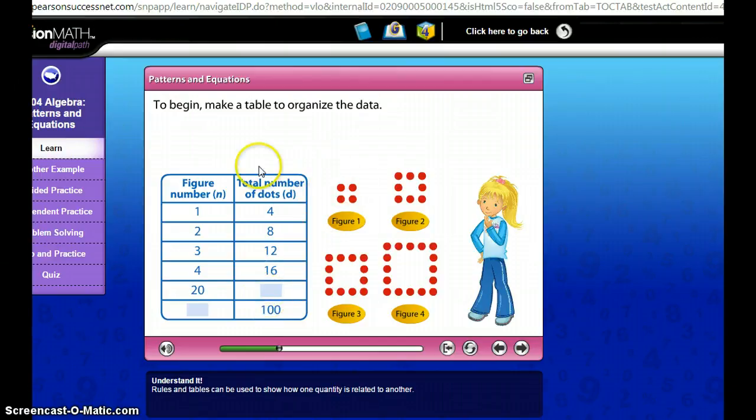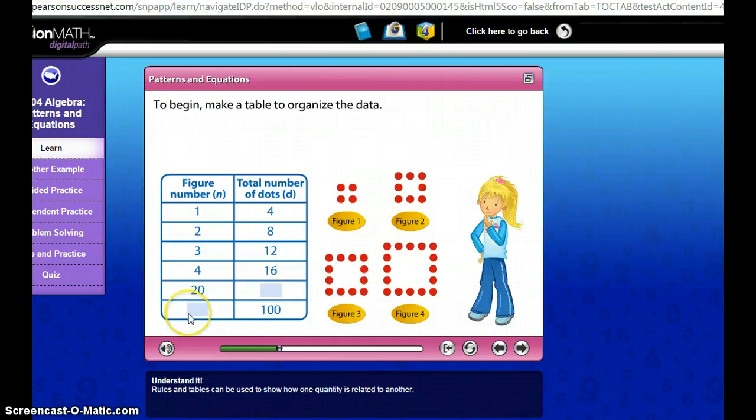To get our equation, we look across. What is the relationship between n, the figure number, and D, the number of dots? It has to work for every single one of these. Destiny? N times 4. 1 times 4 is 4. 2 times 4 is 8. 3 times 4 is 12. 4 times 4 is 16. 20 times 4 is 80. So your 20th one is going to have 80 dots.